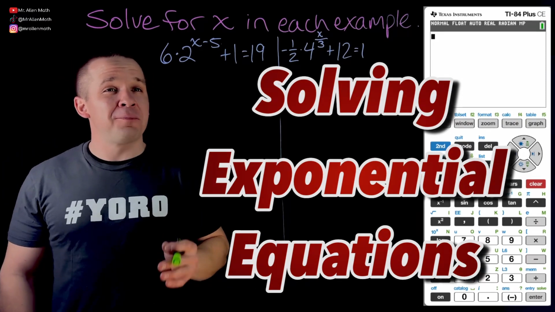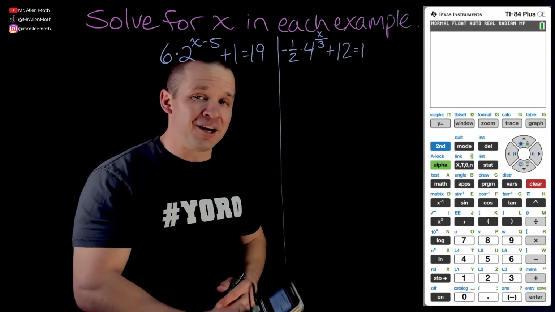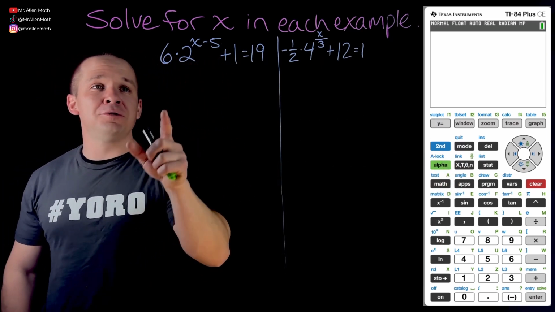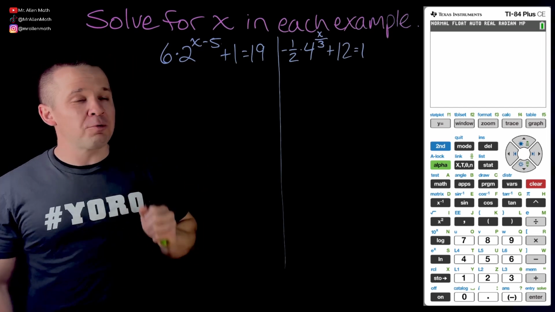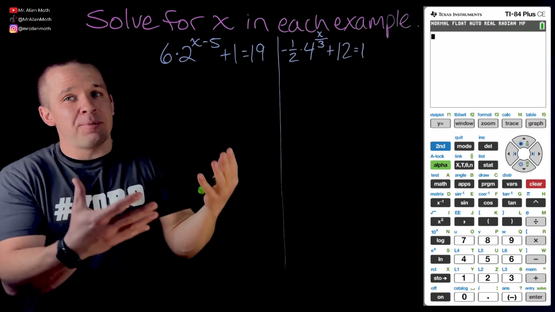Mr. Allen here, solving a couple difficult exponential equations in this video, and you are definitely going to need your calculator for this one. So let's get it started. We got 6 times 2 to the x minus 5, plus 1 equals 19. Well, our goal is to solve for x. I got to get there, but it's up in an exponent.